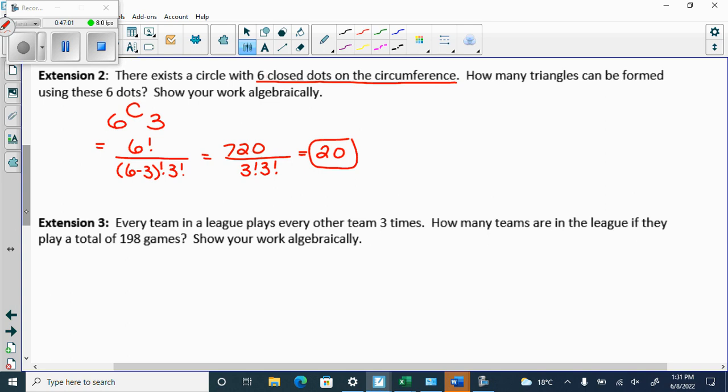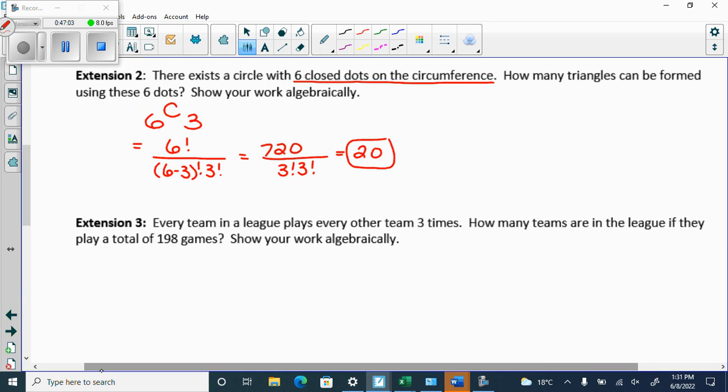Okay, let's try this one. Every team in a league plays every other team 3 times. We're going to say this league is soccer. Every team in a soccer league. So how many teams play each other at once in a soccer league? Yeah. So we do C2. We know that, right? And if they play every other team 3 times, what do we have to make sure we do to this? Multiply by 3.